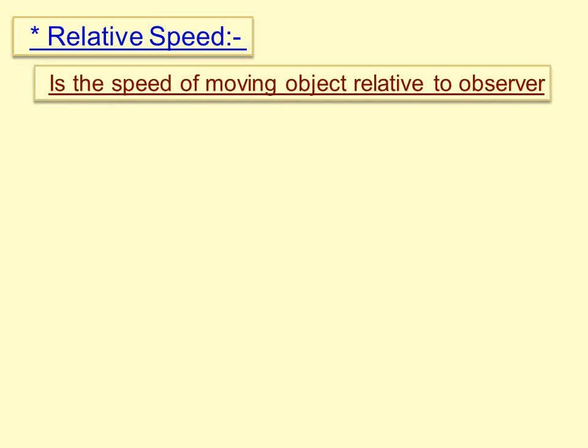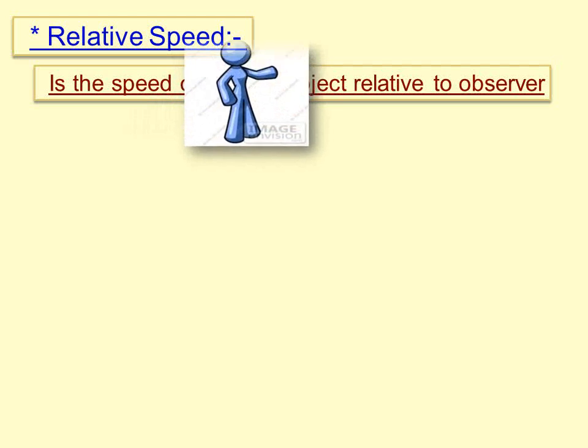We have the last type of speed, we called it relative speed. This kind of speed, we called it a speed of moving object relative to a body that can take or measure this speed. We can call it the observer, meaning the one who can see or measure this kind of speed. So we define the relative speed: it is the speed of a moving object relative to the observer.